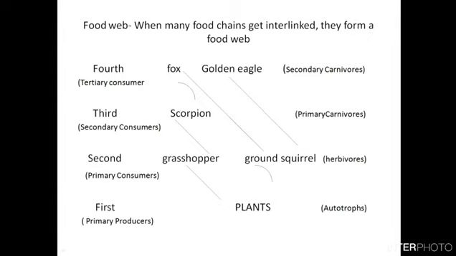Now if you check your books, you can see many of these examples and more complex examples where the food chains get interlinked with one another to form a very complex food web. This is an example of a very simple food web between the first and the second food chain.